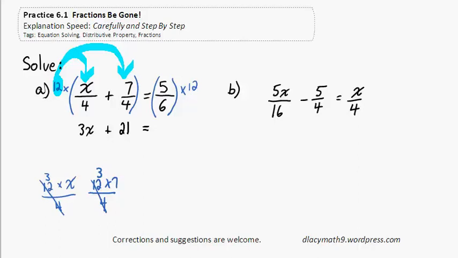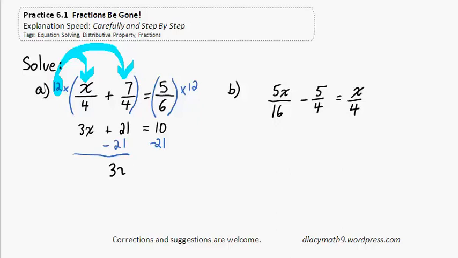On the right-hand side, I have 5 over 6 times 12, but that can be simplified to 5 times 2, or 10. This is a much simpler looking equation. I don't need fractions anymore. I will subtract 21 from both sides, and I will be left on the left-hand side with 3x plus 0, which I won't write, and then 10 minus 21 is negative 11.